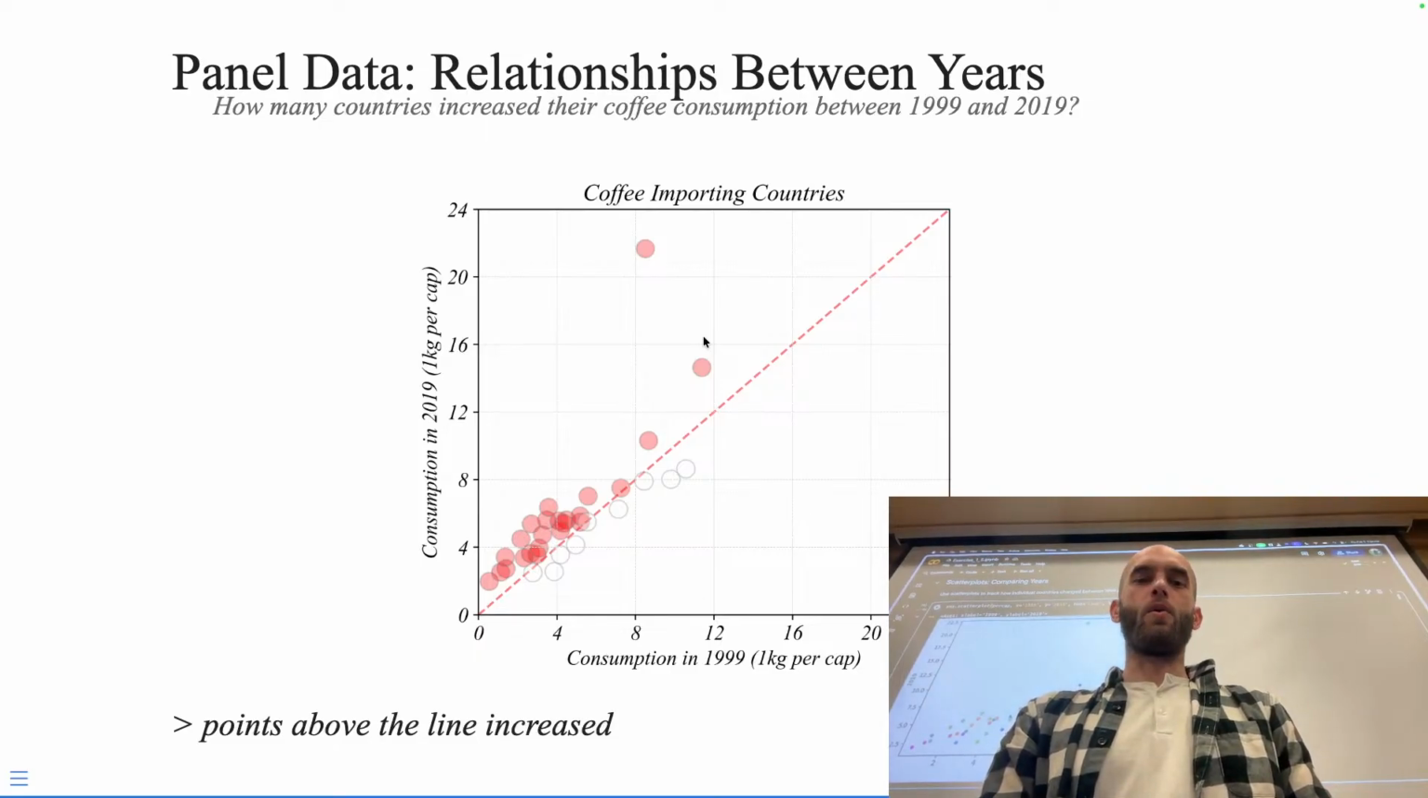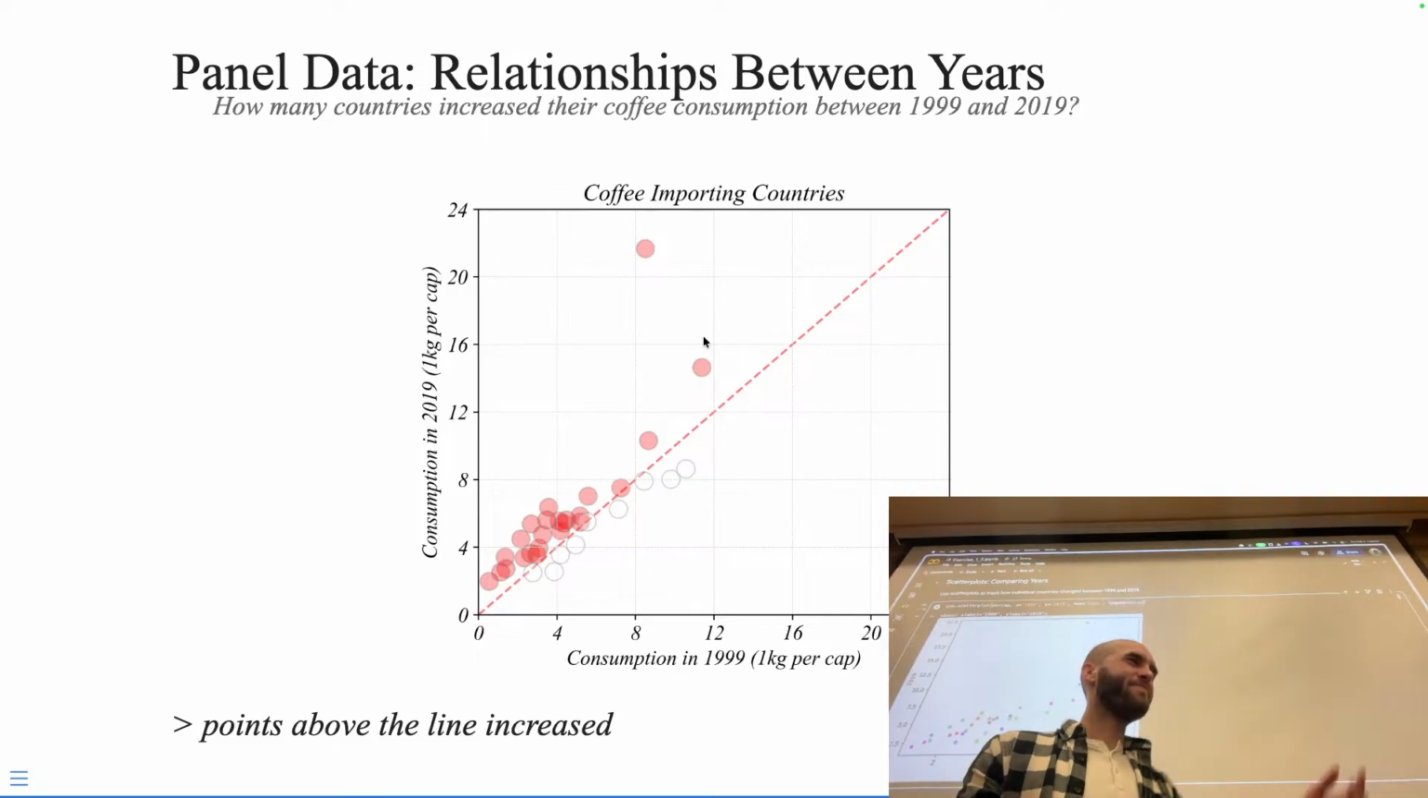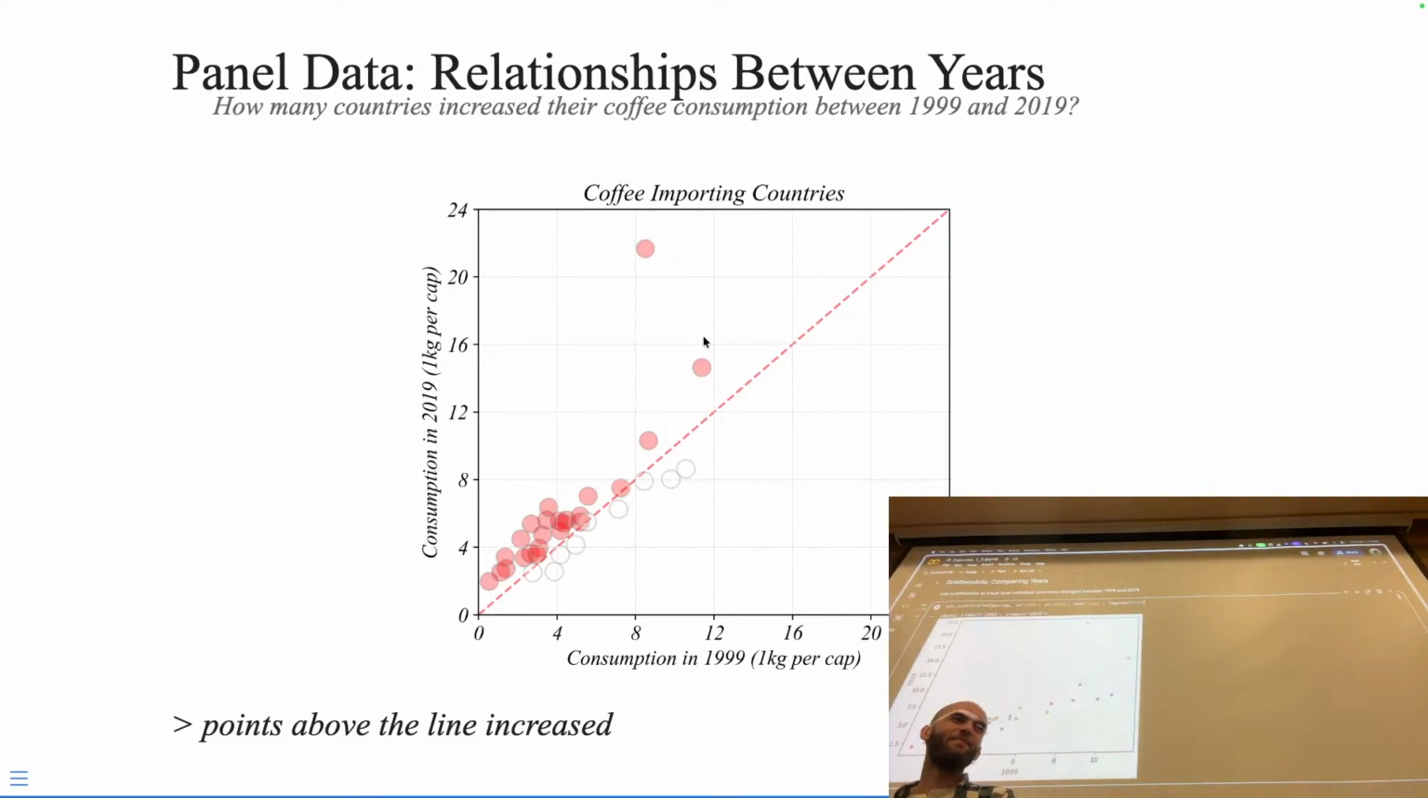Okay, so what does this look like? Are countries increasing or decreasing their coffee consumption per capita? This looks like they're decreasing. What's going on here? Yeah. The x-axis and y-axis are on a different scale. That's usually going on the y-axis.